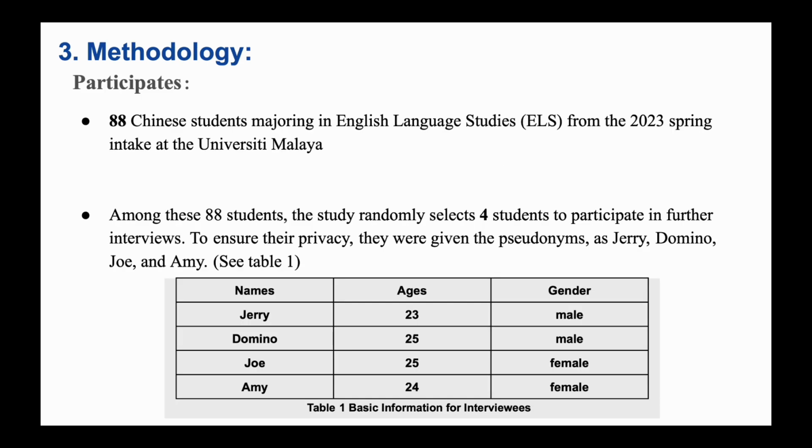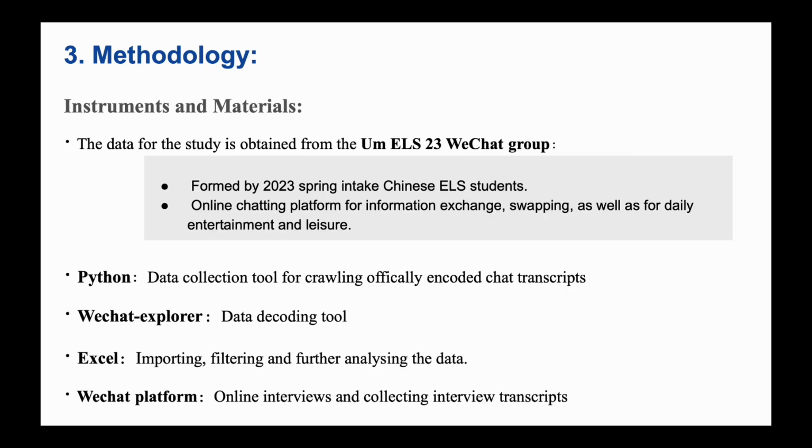For the methodology, let's talk about the participants first. Our participants are 88 Chinese students majoring in English language studies from the 2023 spring intake at University Malaya, and we randomly selected 4 interviewees from them for further interviews. For instruments and materials, the data for the study was obtained from the ELS 23 WeChat group. We used Python, WeChat Explorer, and Excel to collect and analyze the data. We also conducted interviews via WeChat.